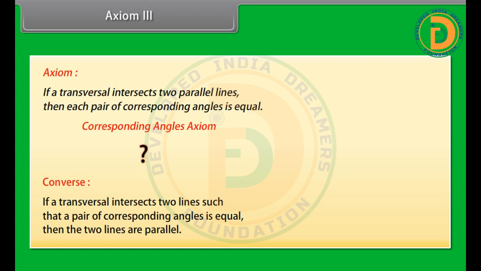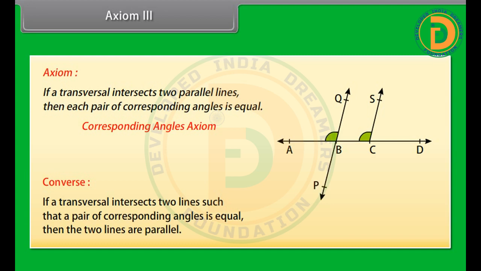Let us verify it. Draw a line AD and mark points B and C on it. At B and C, construct angle ABQ and angle BCS equal to each other. Produce QB and SC on the other side of AD to form two lines PQ and RS. We can observe that the two lines do not intersect each other. We can also draw common perpendiculars to the lines PQ and RS at different points and measure their lengths.